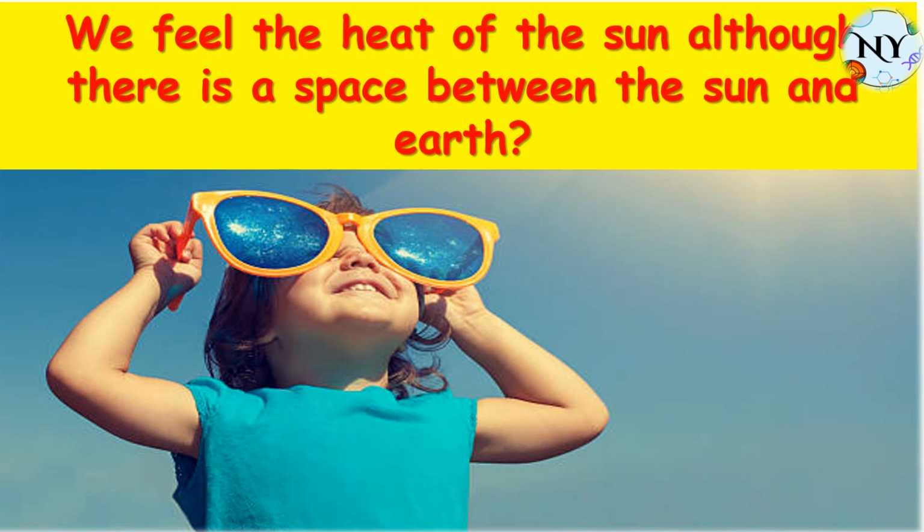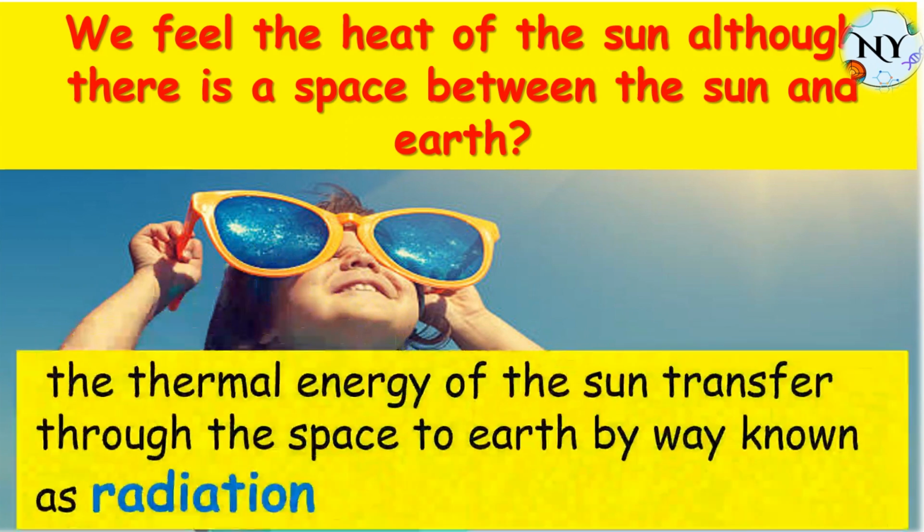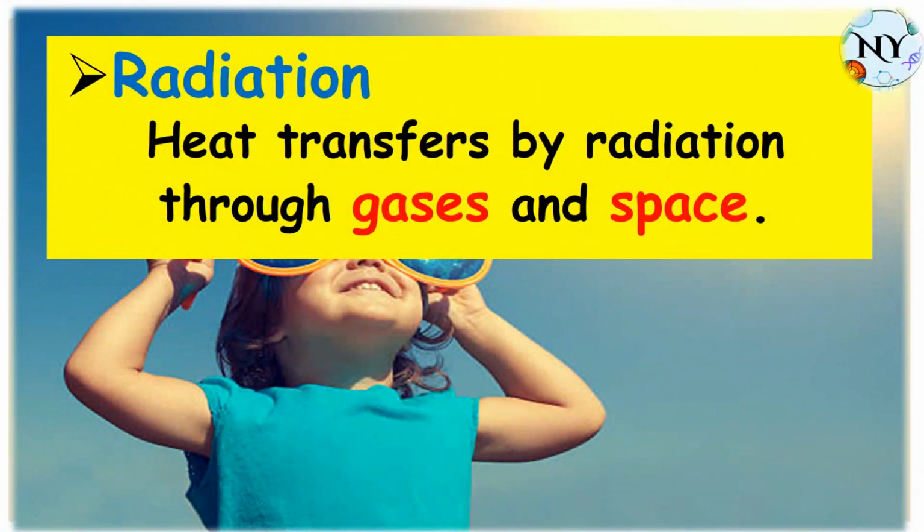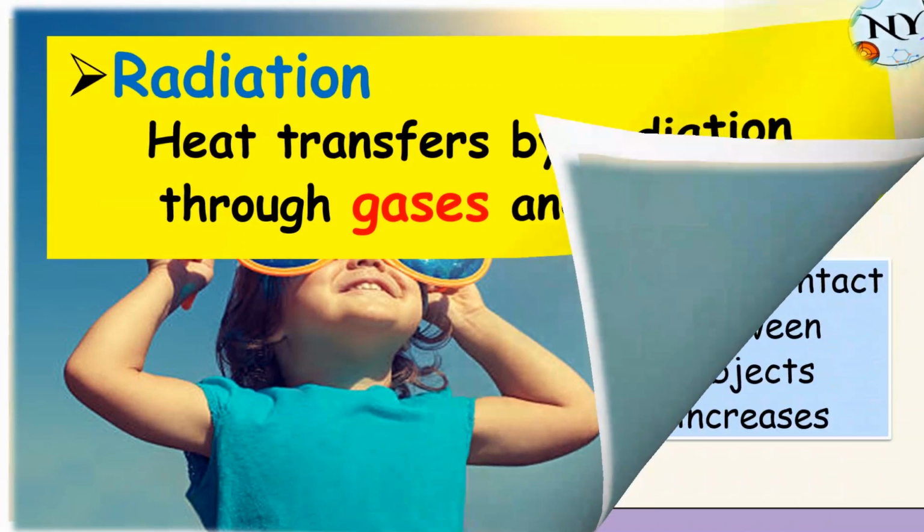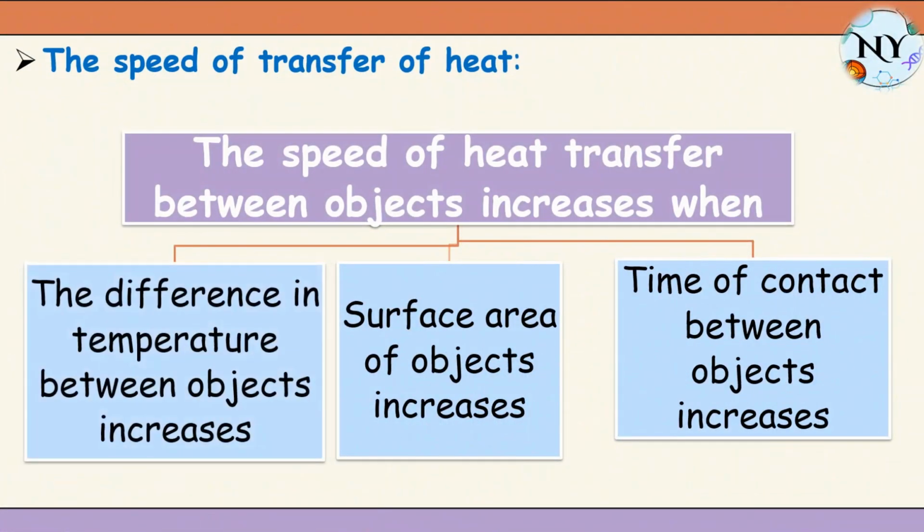Also, there is a large distance between the sun and the earth in space, although we can feel the heat of the sun. How does it happen? By radiation, because heat or thermal energy of the sun transfers through space to the earth by a way known as radiation. So remember, radiation is heat transfer through gases or space. So how many methods? Three. Conduction, solids only. Convection, liquids or gases. Radiation, gases or space.